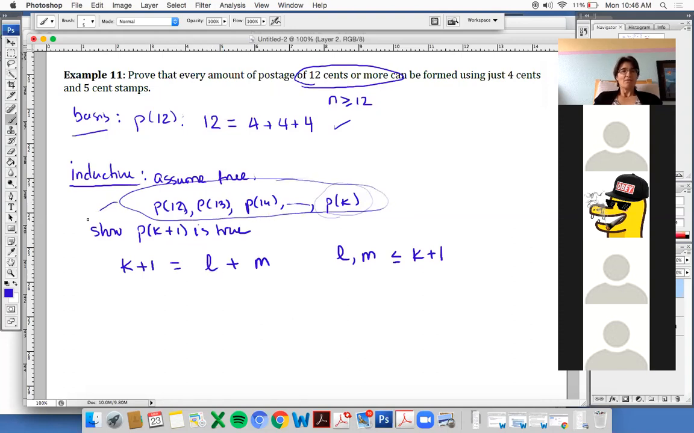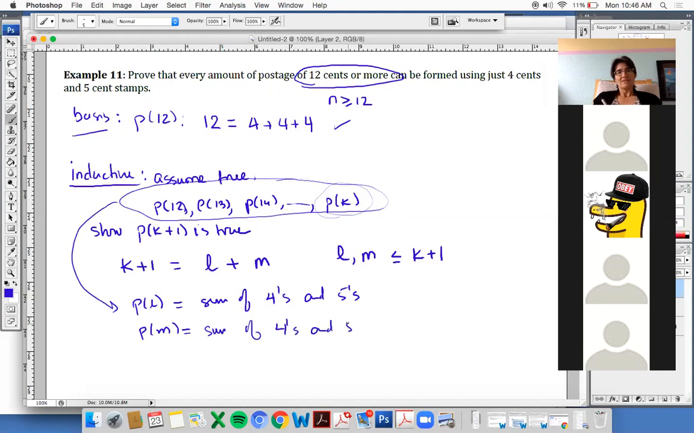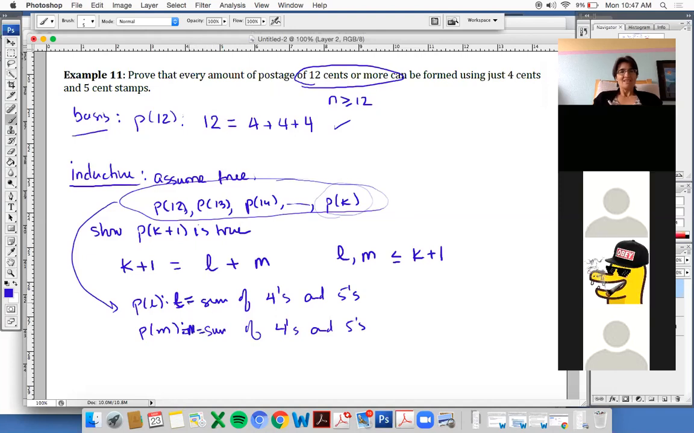so they fall into this part of these propositions. So from here, I know that P(L) can be written as the sum of 4s and 5s, and P(M) can be written as the sum of 4s and 5s. P(L) says L can be written that way, and P(M) says M can be written that way. So both L and M are just sums of 4s and 5s, and if I combine them together, this is also a sum of 4s and 5s. And this is my K plus 1 postage. So that completes the proof there.